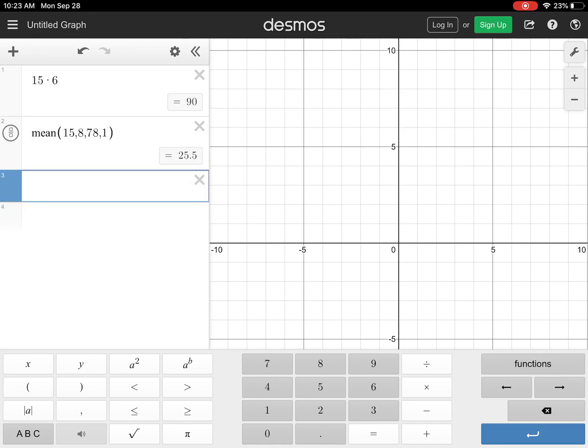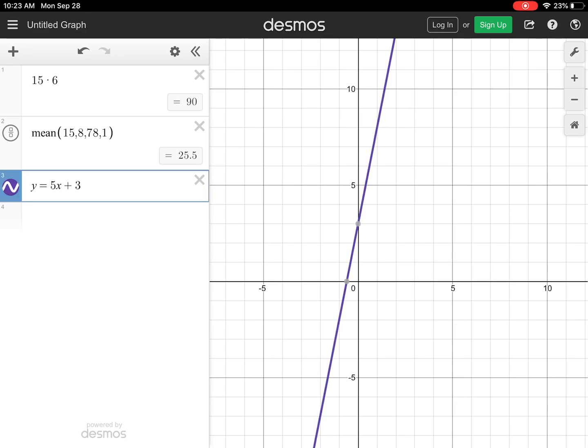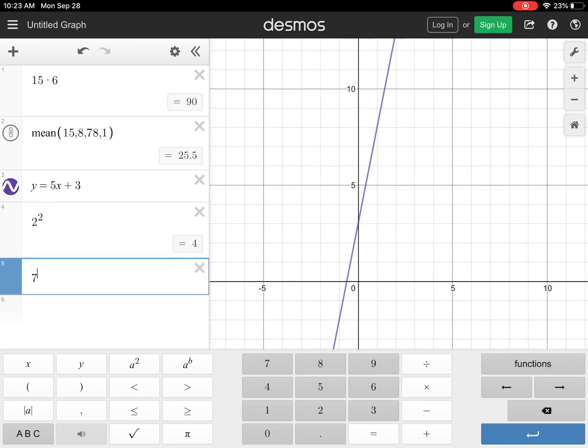Say I wanted to enter an equation, y equals 5x plus 3. It puts it right here. Say I wanted to deal with exponents, so 2 squared is 4. Or say I have a different exponent, say it's not 2. You can hit that AB. That'll save you some time.